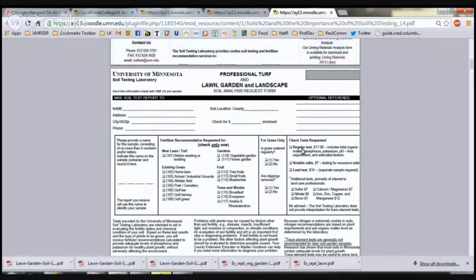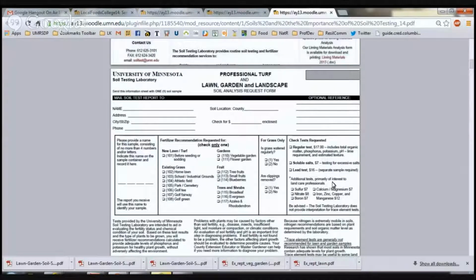Sorry about that. Most people want to know how much it costs, and a regular test from the soil testing facility on the Twin Cities campus is $17. It includes organic matter, phosphorus determination, potassium, pH, and lime requirement. We call that a buffer pH, and it'll also estimate your texture. If you want to add to that basic report, then you're going to have to pay a little bit for additional information like soluble salts, sulfur, nitrate, and some of our micronutrients.